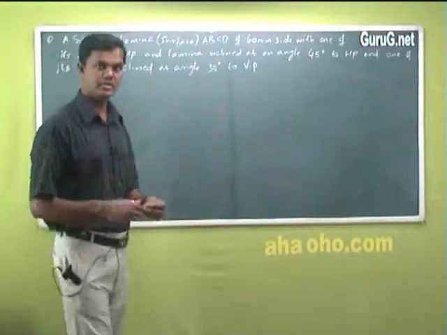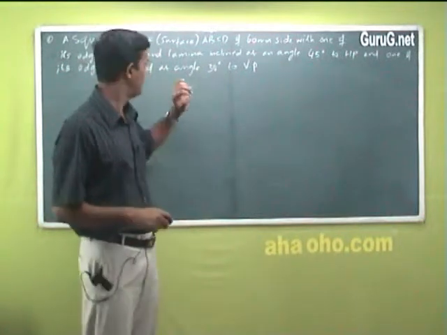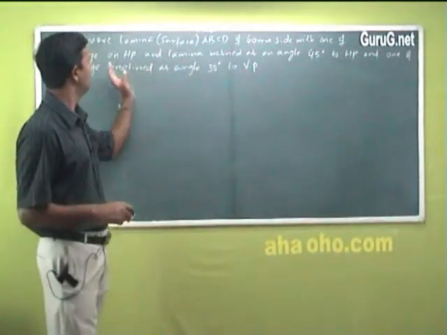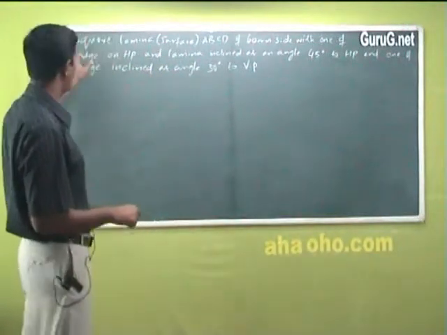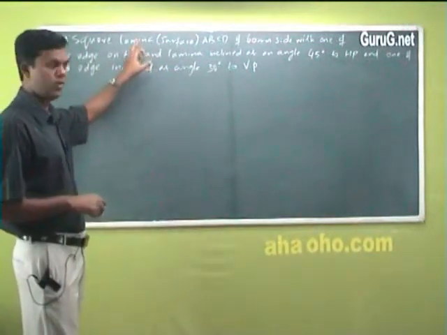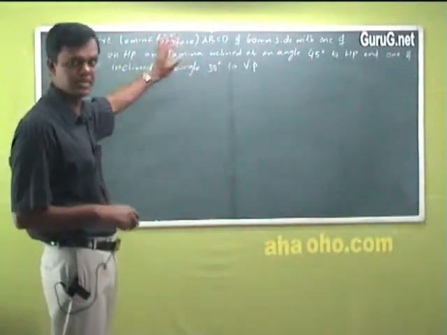Now we'll just go for an example based on the previous discussion we had. I have a question here, a problem to be solved. It says a square lamina. Lamina or surface, both are the same. I have told you lamina or surface both are the same.